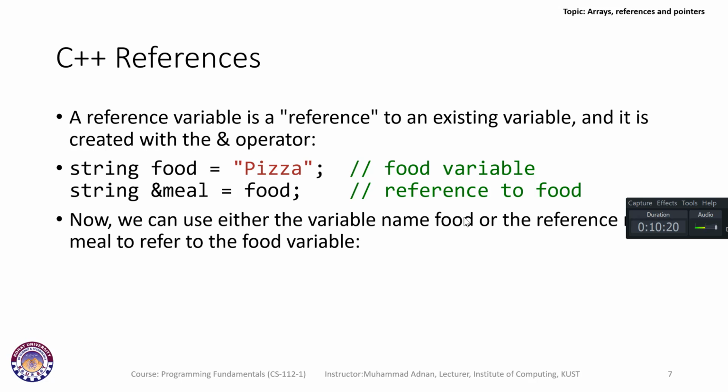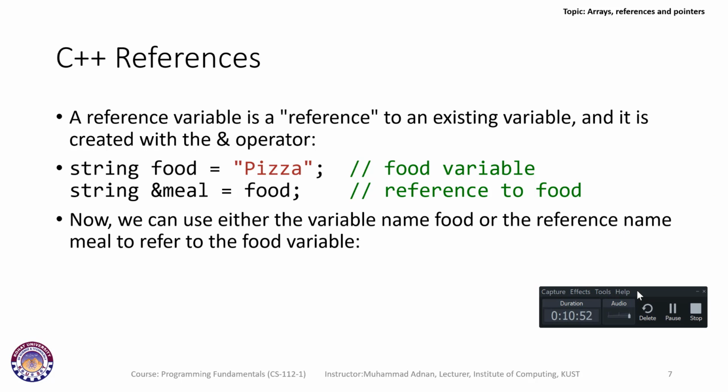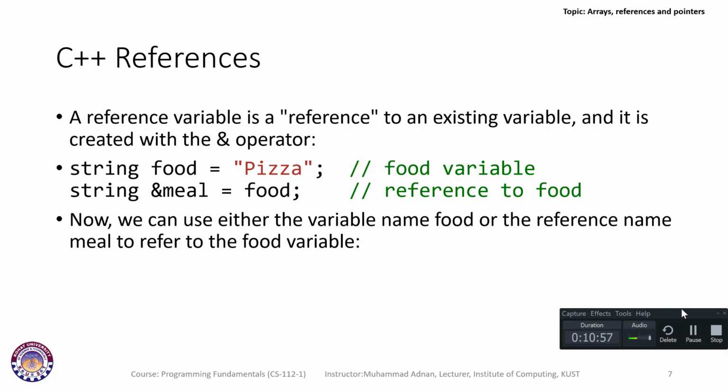So for example, we have a food variable, it is of type string, and then we can say string ampersand meal equals food. What does it mean? It means that we are assigning the address of food to the meal variable. So inside the meal variable we are storing the address of the food variable. Now we can use either the variable name food or the reference name meal to refer to the food variable.